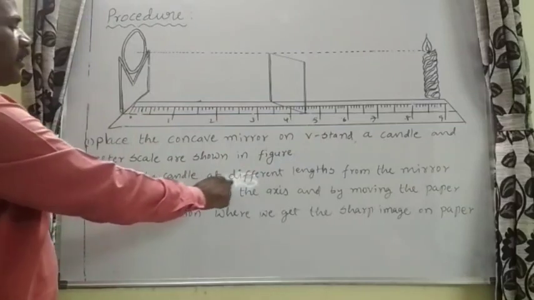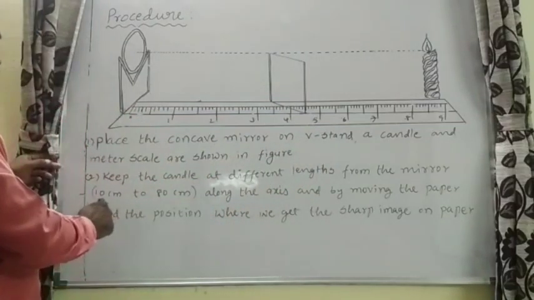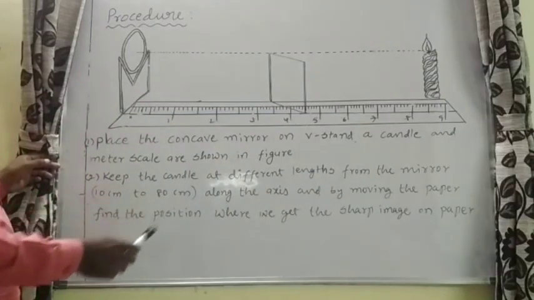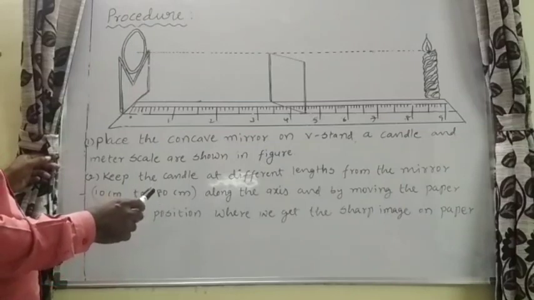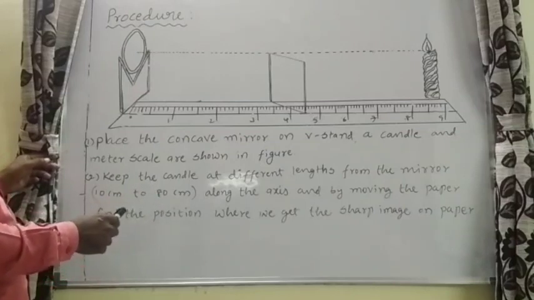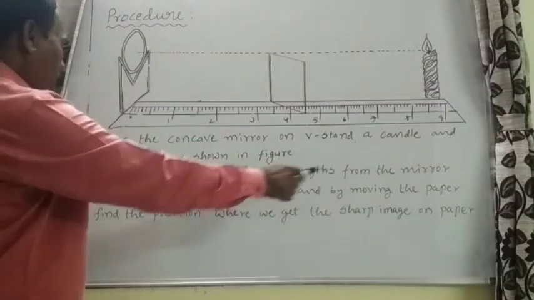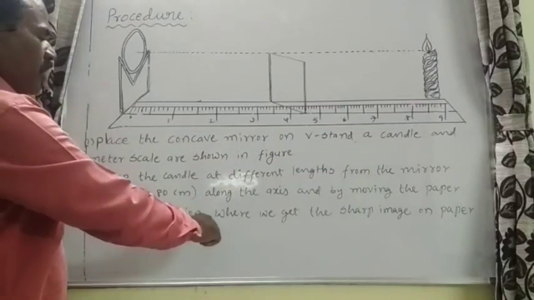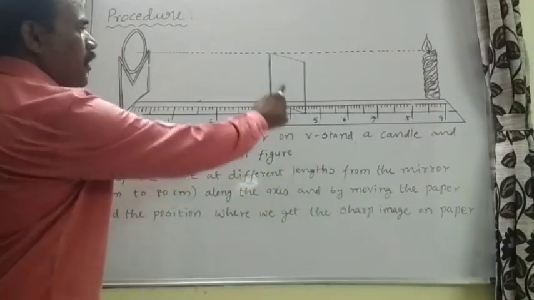Keep the candle at different lengths from the mirror: 10 centimeter, 20 centimeter, 30 centimeter, 40 centimeter, 50 centimeter, or 70 or 80 centimeter along the axis, and by moving the paper, find the position where we get the sharp image on the paper.